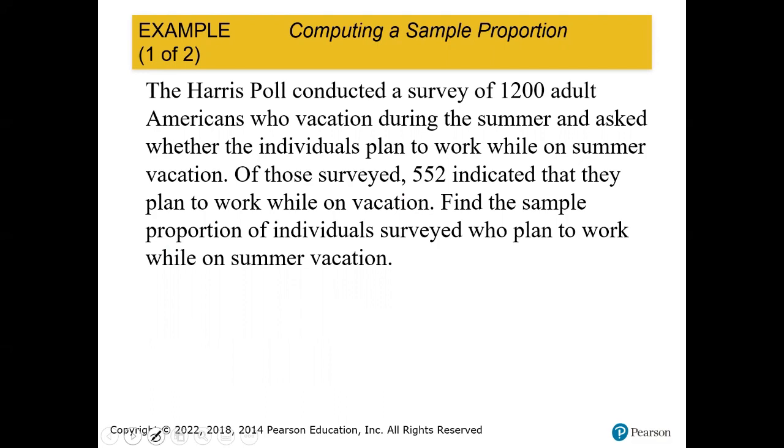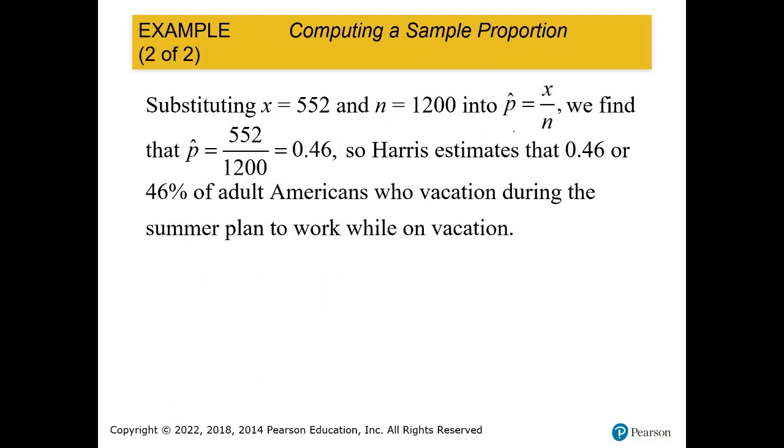Okay, so we're just going to follow the formula to find our p hat by taking the number of what we want, which is 552, over our total 1,200. And then we can translate that into a decimal. So take 552 divided by 1,200 and you get 0.46. All right, so what that means is that our estimate, according to this sample specifically, is that about 46% of adult Americans who vacation during the summer plan to work while on vacation.